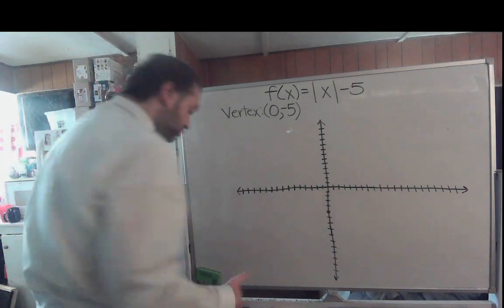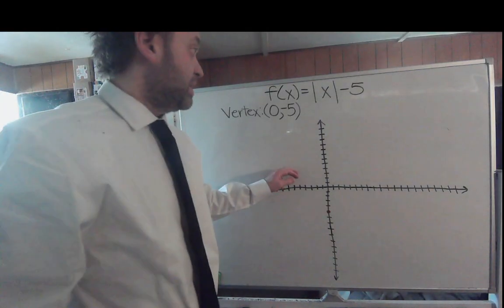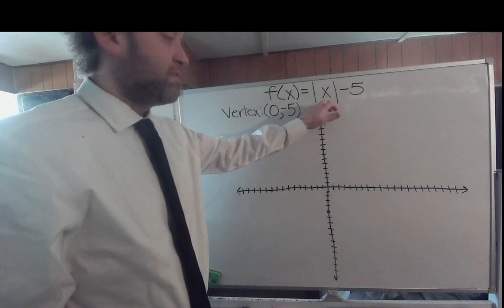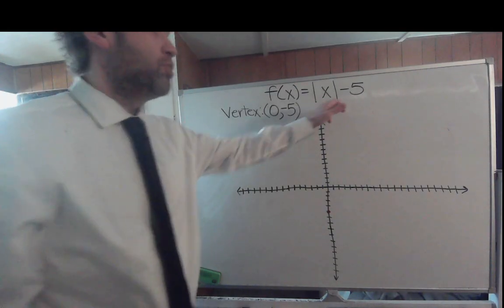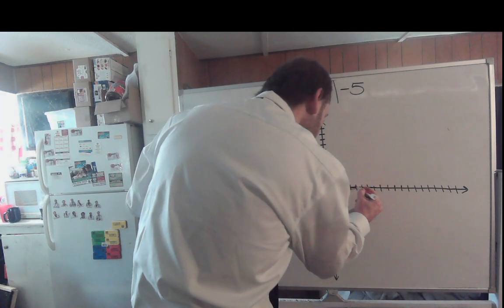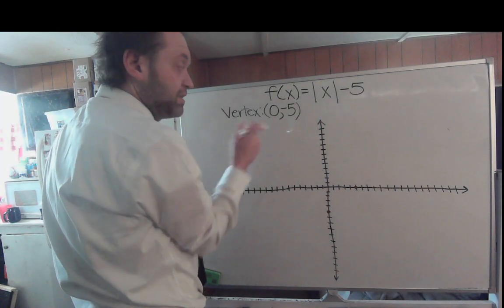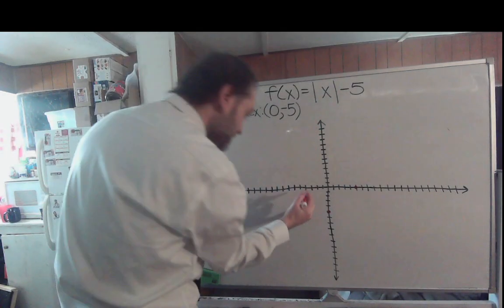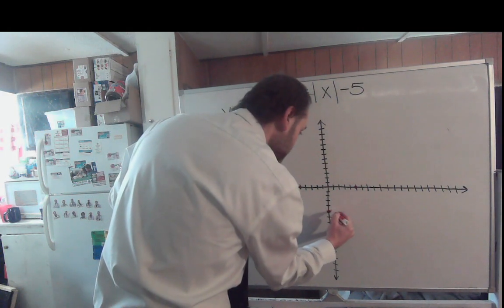Now, let's plot a couple points. Let's go to the right. For good measure, why don't we put in 5? If x is 5, you get 0 minus 5, which is 0. So we'll have the point 5, 0. Let's put in negative 5. X is negative 5, you would still get the absolute value of that being 5, minus 5 is 0. Let's just connect those points.